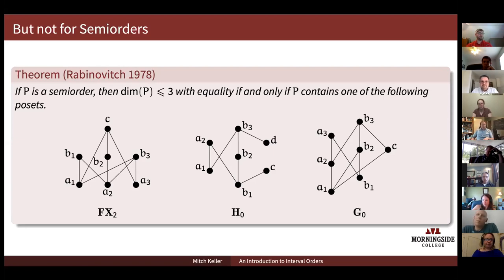I think H-naught and G-naught are actually isolated examples, but FX2 is a member of an infinite family that kind of spiders out on the sides. I think it stays height 3, but it gets more of this wiggling going on off to the sides.